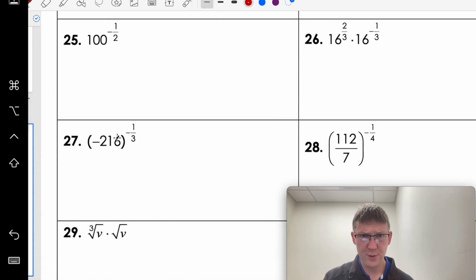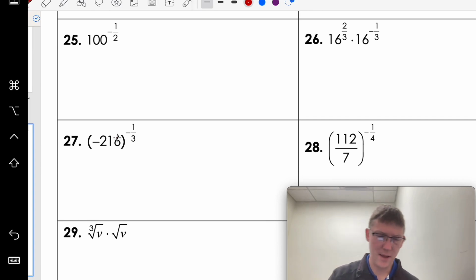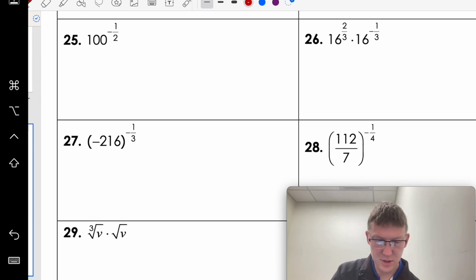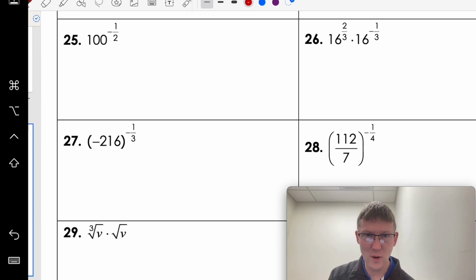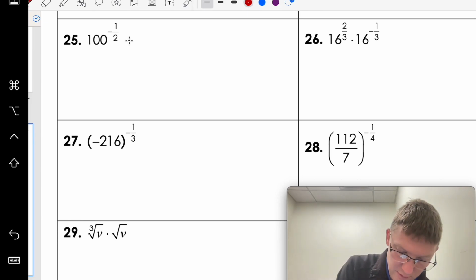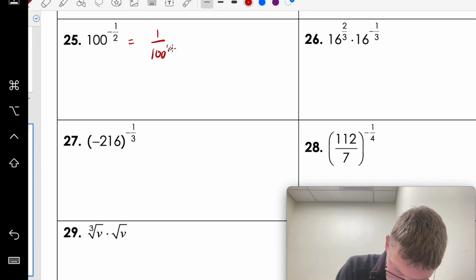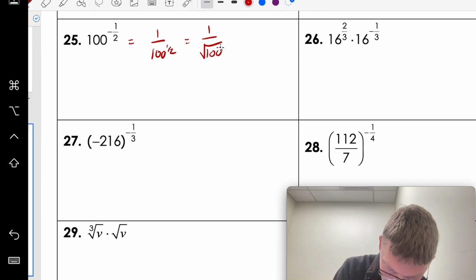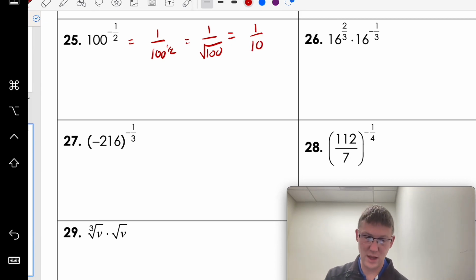So 25 threw a little bit of a curveball at us, but that's okay. We know how to deal with these negative signs right here. Anytime you see a negative sign in an exponent, that just means that number is going to go to the denominator, it's going to be a big fraction. So this is the same as saying 1 over 100 to the 1/2, which is the same as saying 1 over the square root of 100, which is the same as 1 over 10. So the answer to 25 is just 1 over 10.